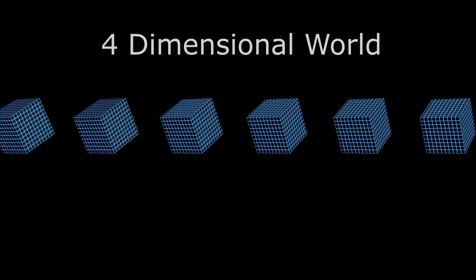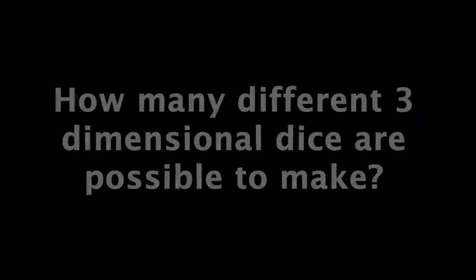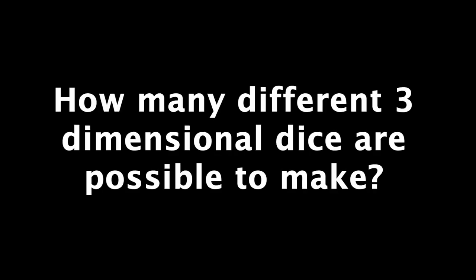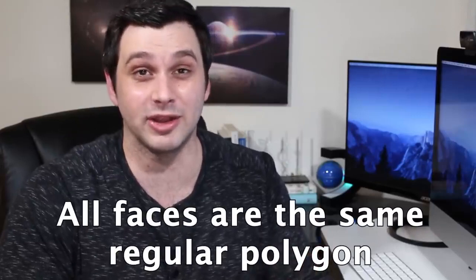But to set up a lot of what's coming, I'm first going to ask, how many different types of 3-dimensional dice are possible to make? Now, I'm using the word dice pretty loosely here, because what I really mean is 3-dimensional polyhedra that meet certain criteria. The first one is that every face must be a regular polygon, and the same regular polygon.